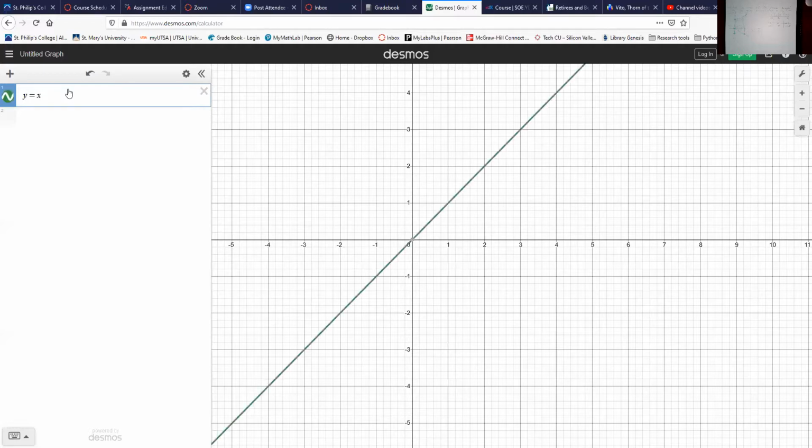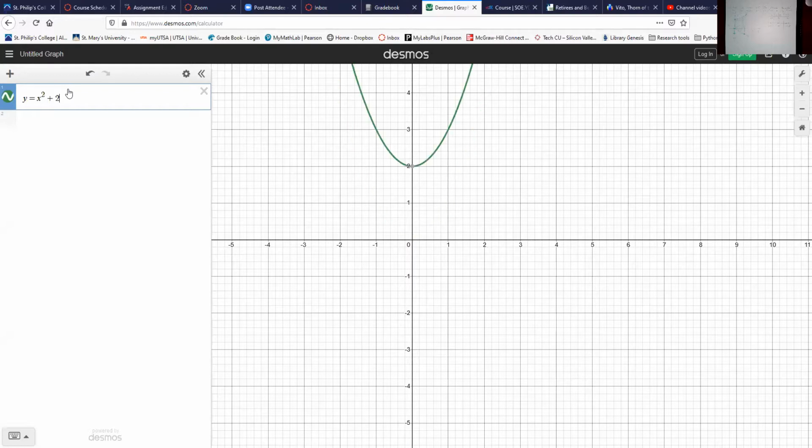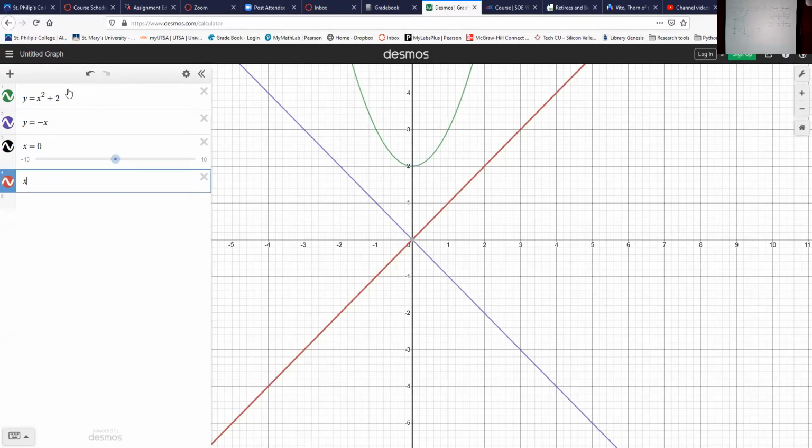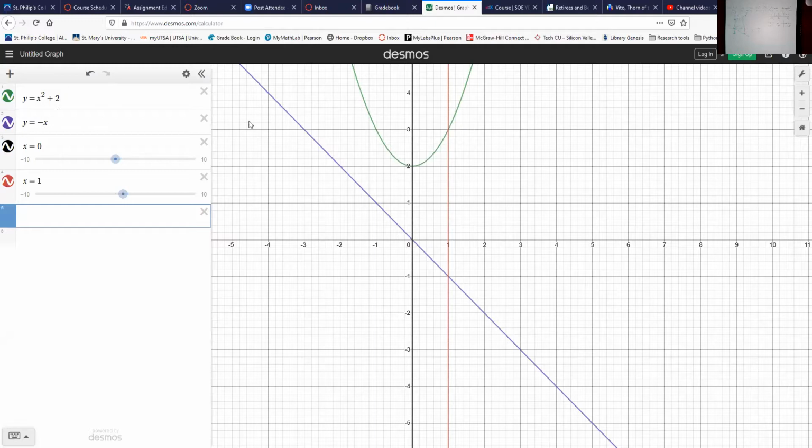Y equals x squared plus 2, right? So it was. Oh, we can call it. Yeah, that's fine. Who cares? Next one will be negative x. Next one will be x equal to 0. X equal to 1. So the black one is a 0, right? So I only care about this section right here. You see how the 4 functions bounded all this, right? This is the area that I'm interested in. Okay. So that's why I chose the numbers.